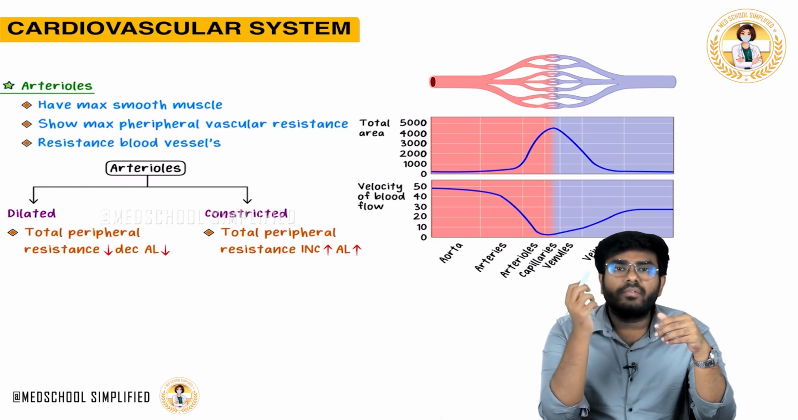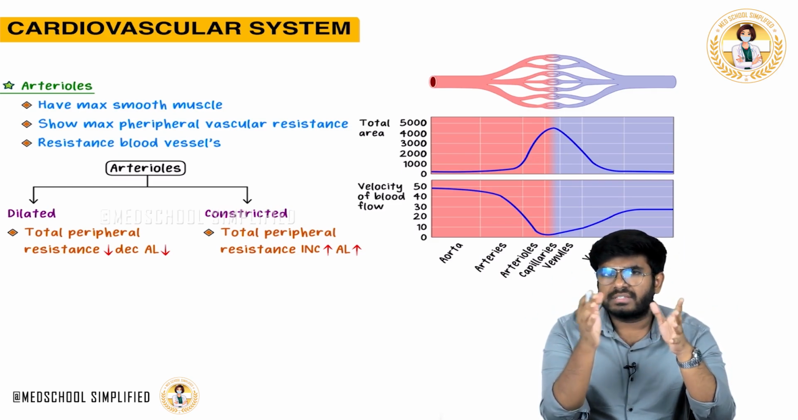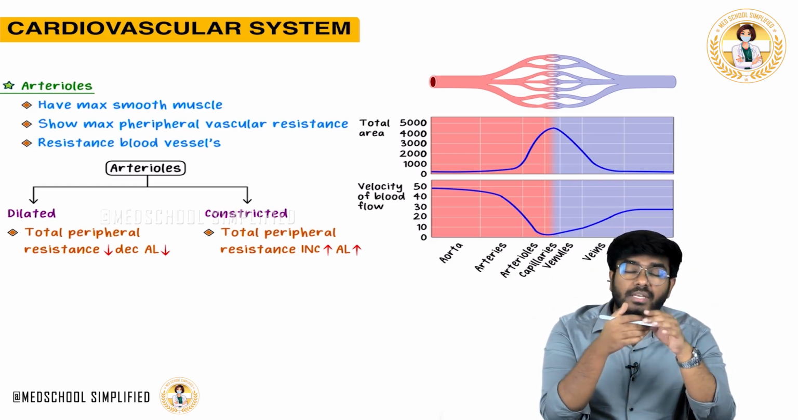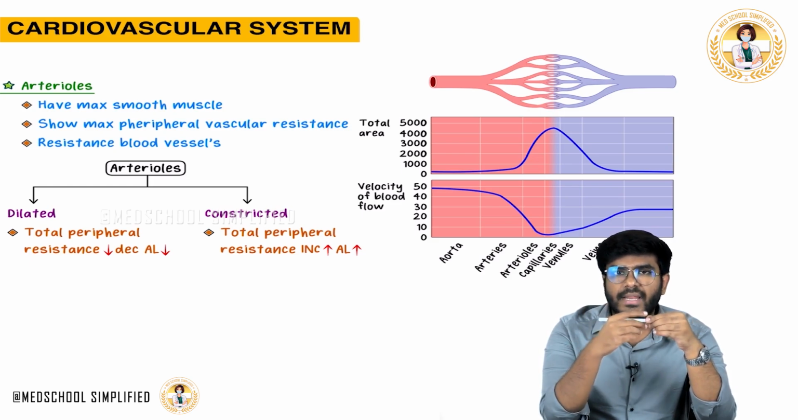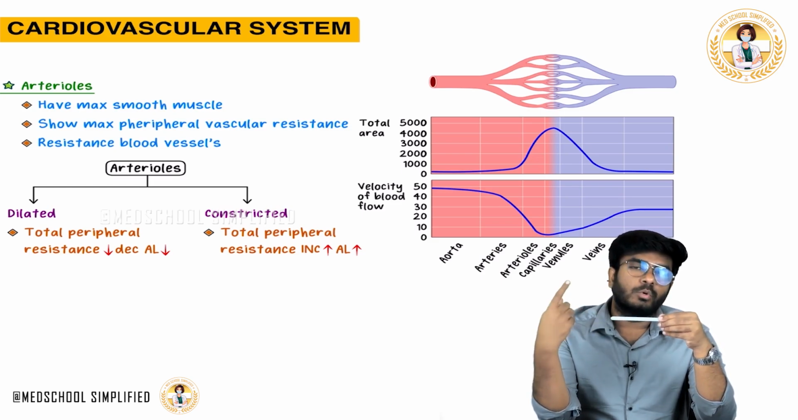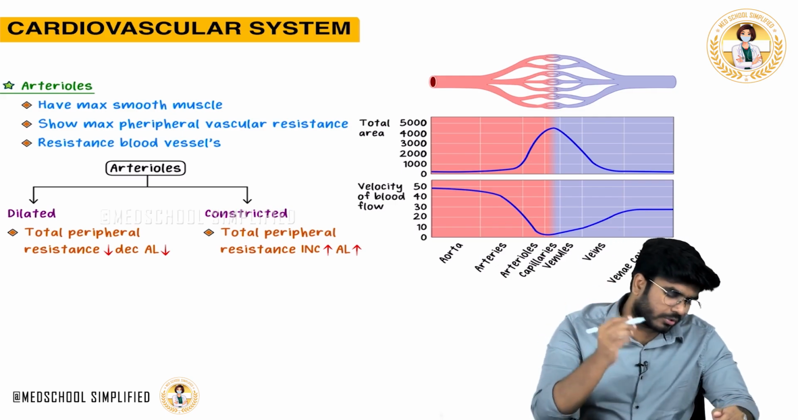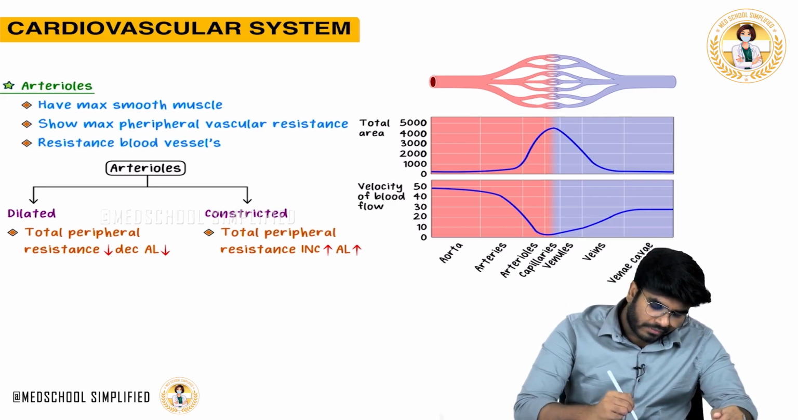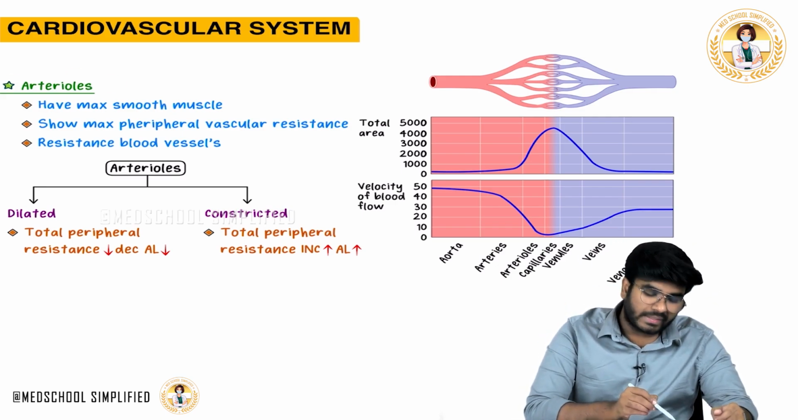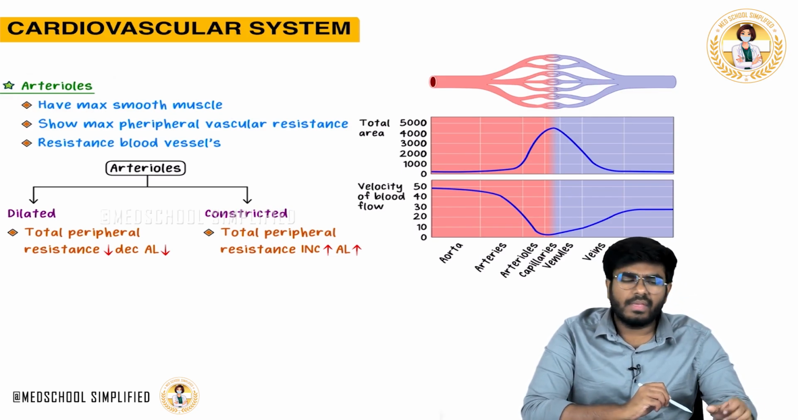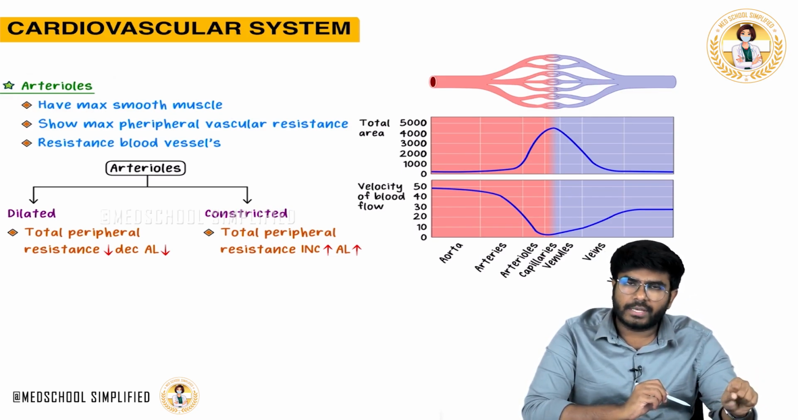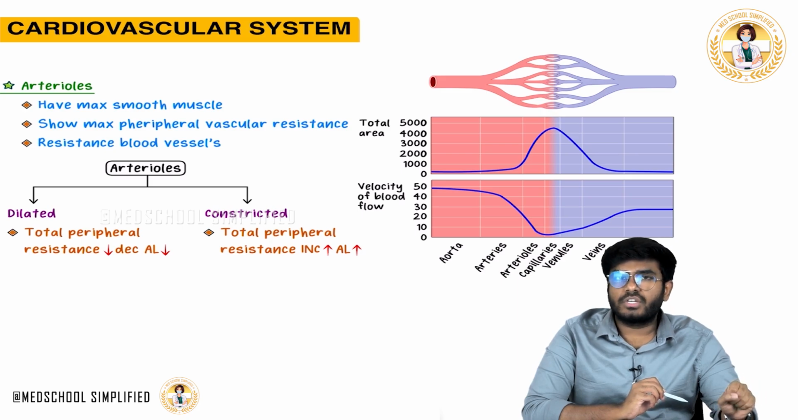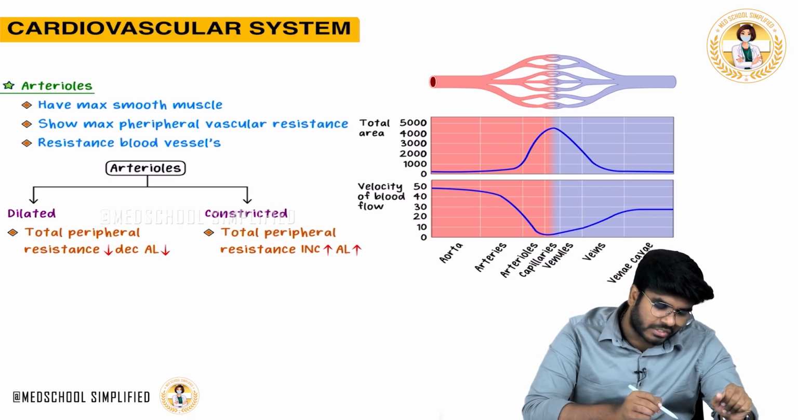Whenever I am discussing the respiratory system, I will say the terminal bronchioles are the part of the respiratory tract where there is a lot of smooth muscle around the bronchioles. In the same way, arterioles have maximum smooth muscle around them, so they can undergo vasoconstriction or vasodilation. I should say arterioconstriction or arteriolodilation can be possible.